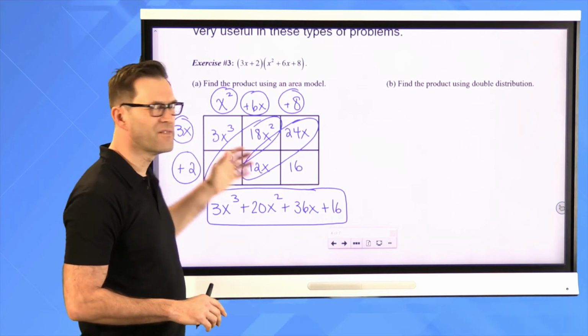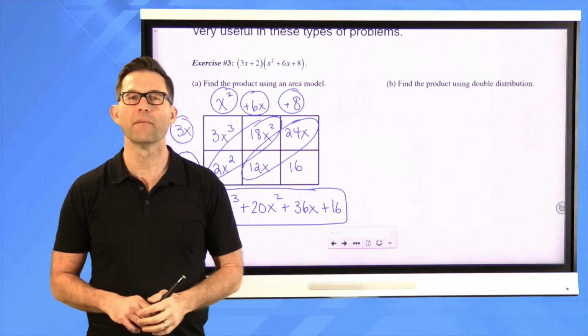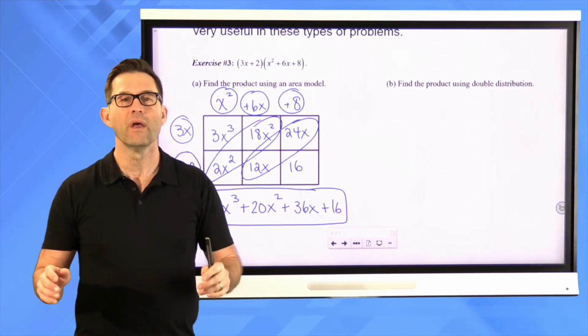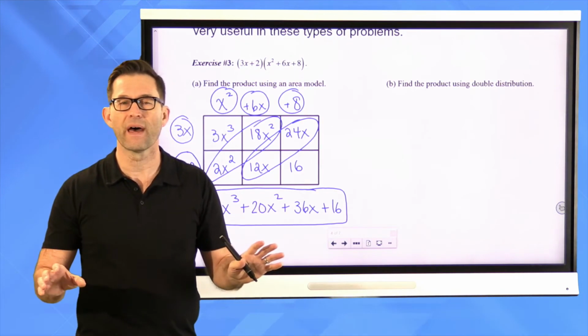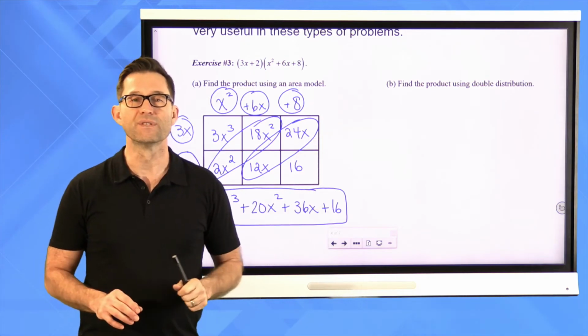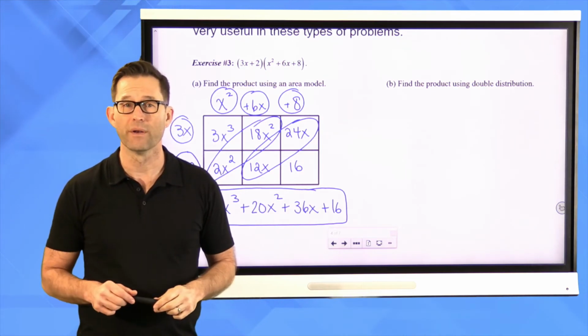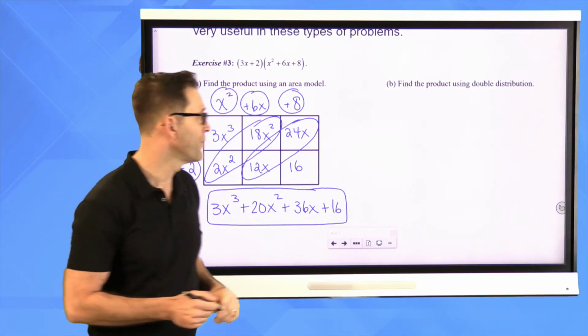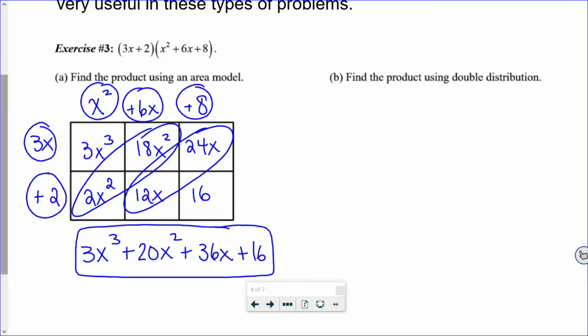Now, one of the disadvantages of an area model is it's kind of bulky. You got to draw a picture, you got to take up space with all of that. So let's take a look at how we can use double distribution from exercise 1 to do this as well. Here we go. So in this case, right, with double distribution, what I'm going to do is I'm first going to multiply my trinomial by 3x squared.